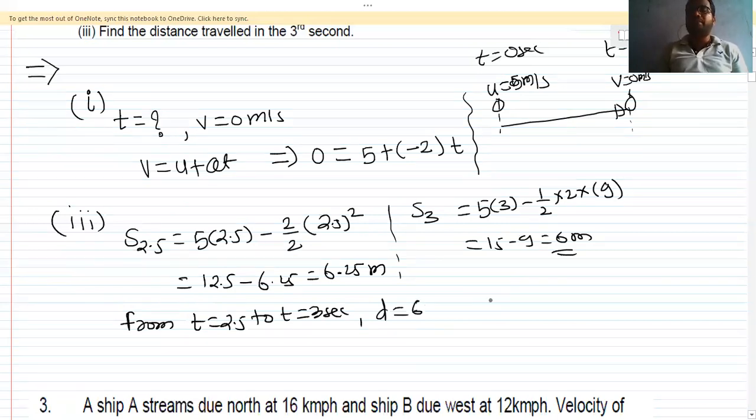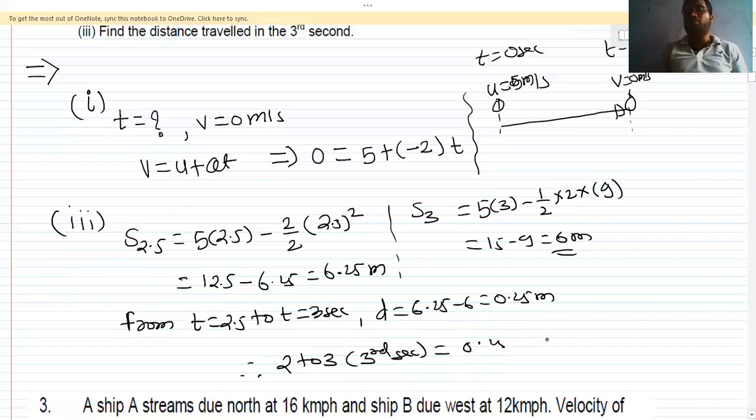6.25 minus 6, and that is equal to 0.25 meter. Therefore, from 2 to 3, that is third seconds, it will travel a distance of 0.25 plus 0.25. Why? Because 2.5 to 3 we have is 0.25. So 2 to 2.5, it must travel a distance of 0.25. So the addition of these two, and you will get 0.5 meter is the answer. So this is the second question which we have.